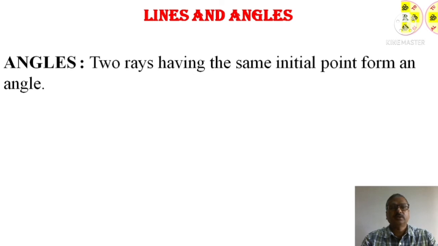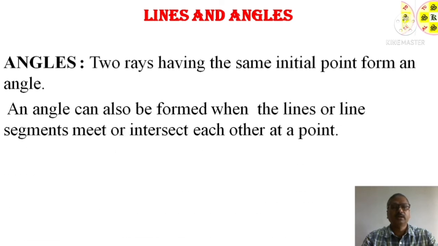Angles. So what is an angle? Two rays having the same initial point form an angle. If two rays have the same common point, that is, the initial point must be the same, then they form an angle. An angle can also be formed when lines or line segments meet or intersect each other. So in different ways we can form angles. When two lines or line segments intersect at a point, then four angles form.